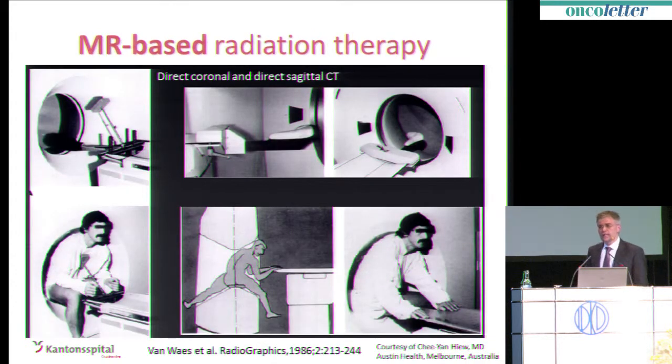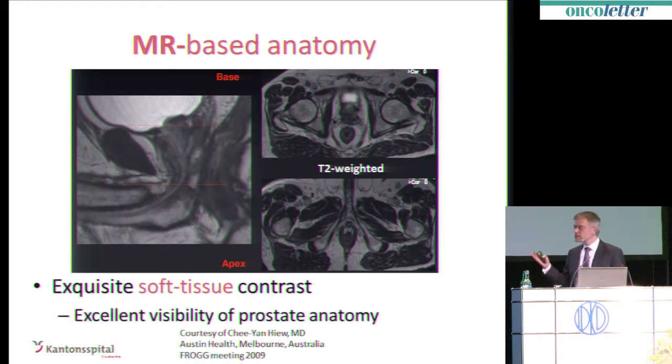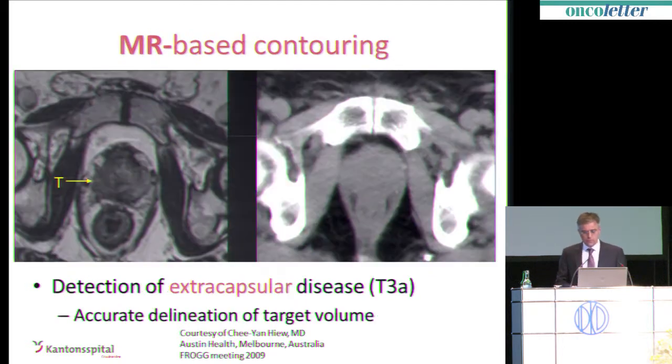So radiologists have thought hard about how to improve the use of CT, but this gentleman looks rather uncomfortable, and I don't know if that really gives you better imaging of your prostate. So that's why using MR is probably quite a good idea. And I think you all know the beauty of MRI. Suddenly we see the base, we see the apex, and the excellent visibility of the prostate anatomy is so important for us to know.